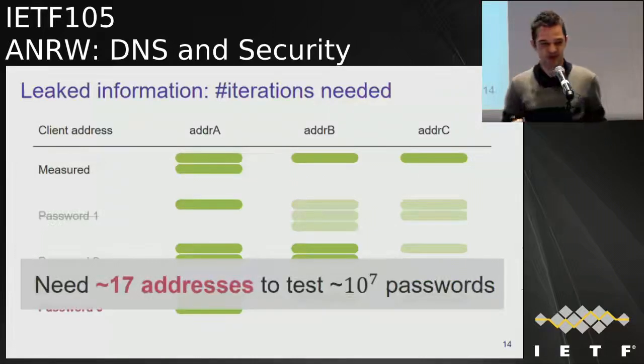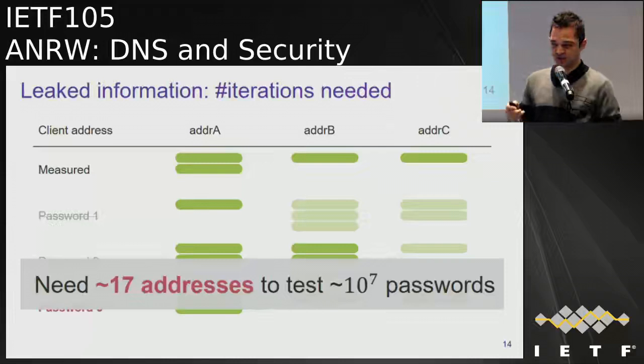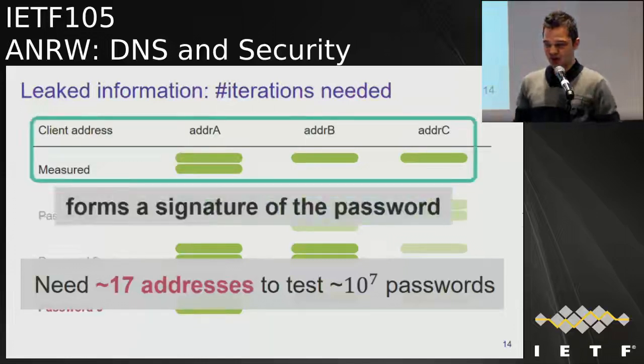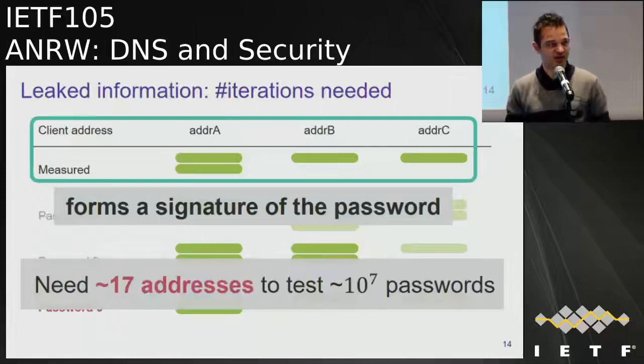In general, if, for example, you want to test a dictionary of 10 to the power 7 passwords, which is roughly the same size as the RockYou password leak database, then we need to do this attack for about 17 MAC addresses. And in practice, we found that this is quite feasible in just a few hours of time. The conclusion here is that the number of iterations that are executed essentially form a signature of the password that is being used, and we can use that to do an offline brute force attack.